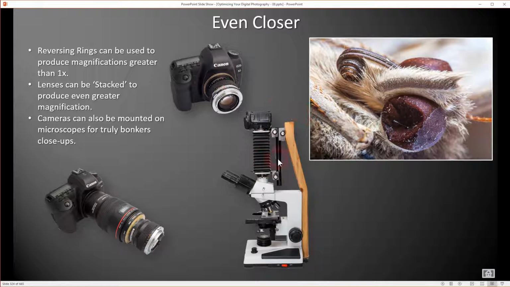Here I've adapted a microscope so that we can take pictures through the microscope, and you can get images like this, really close. So there's a whole unseen world out there, macro and close-up photography, if you wish to enjoy that sort of thing. So there you go. Go and experiment.